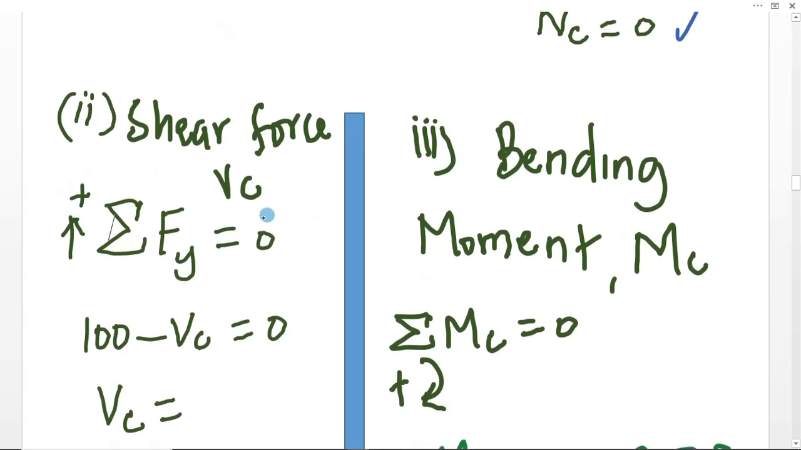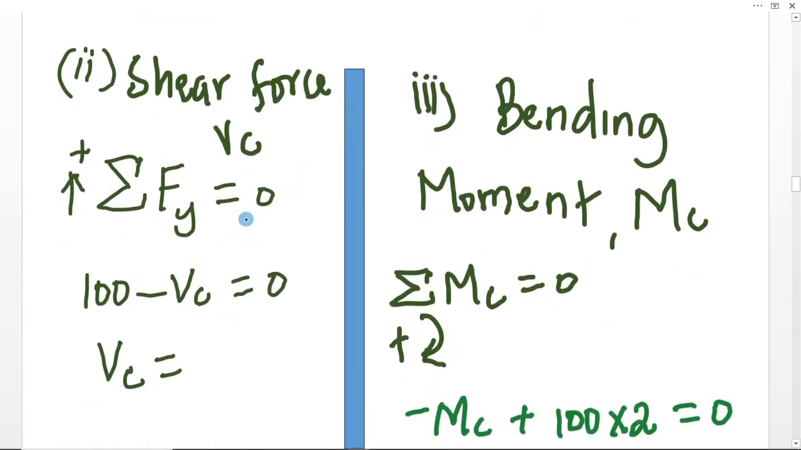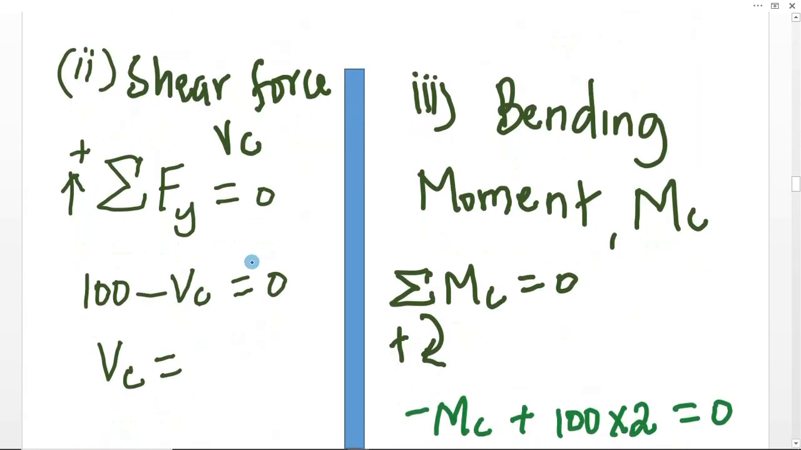VC at point C. Since it is a vertical force, considering this free body diagram, the sum of vertical forces should be equal to 0. Now when we consider this free body diagram of the segment, we see that 100 newtons is pointing in the upward direction, and the VC is pointing in the vertically downward direction. Therefore it will be negative. So we will have 100 minus VC equal to 0, and VC is going to be equal to 100 newtons.